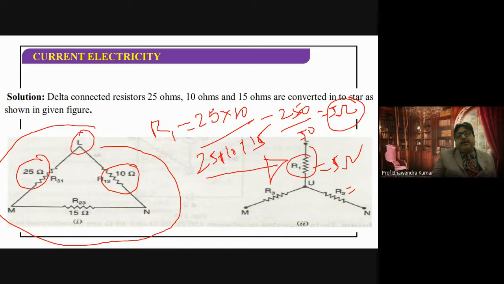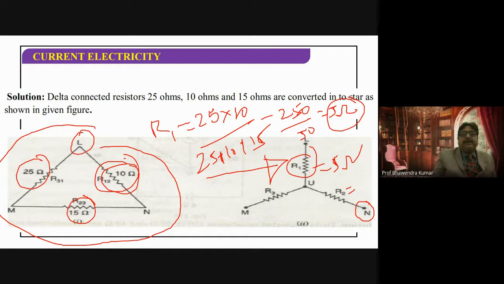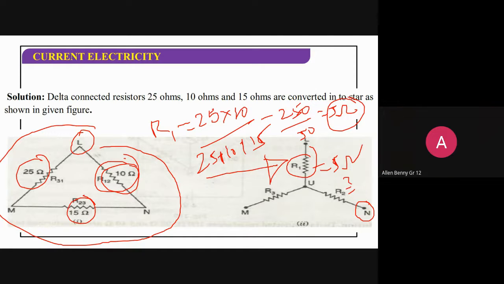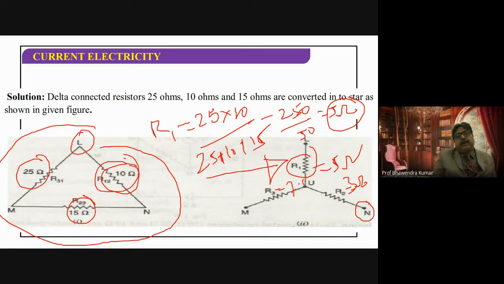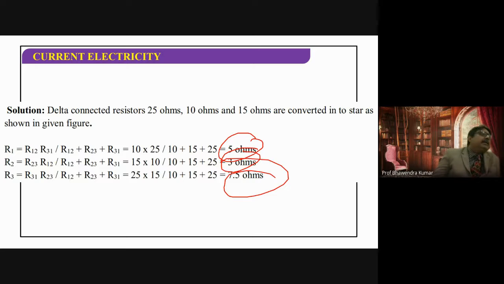What will be R2? That is starting from point N. So it will be the product of these two resistors divided by the sum. 1.5. Very good. And R3 will be how much? 7.5. Excellent. So R1 will be 5 ohm, R2 will be 3 ohm, and R3 will be 7.5. Anyone having any problem?